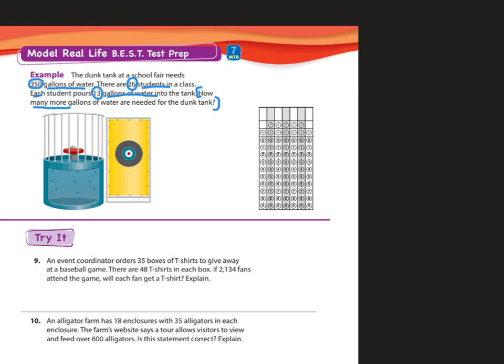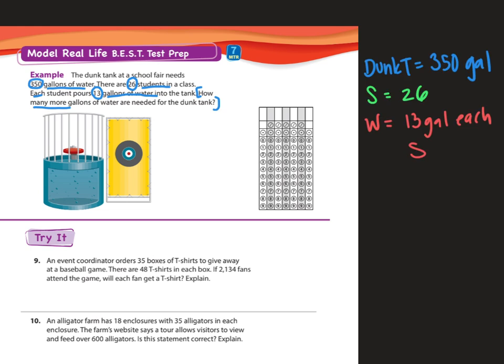So putting this into my own words, I know that there is a fair at school and they have a dunk tank. The dunk tank holds a certain amount of water. The students are helping to pour water in, and there are 26 students. Each of them is going to help pour water into the dunk tank. But I guess it's not enough because it says how many more gallons of water are needed for the dunk tank. So let me write down what I know.